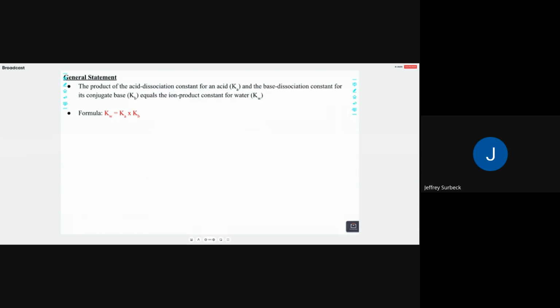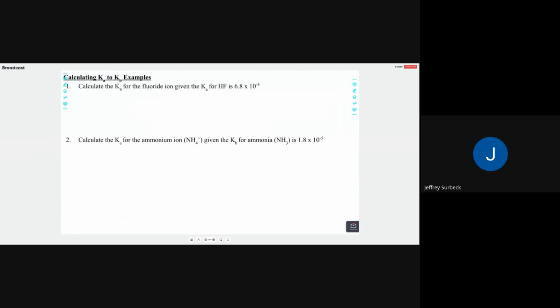All right. So with this here, we can now start to make more sense of it. If we are given the Ka and we flip that chart over and it's not listed as a base, we can find the Kb. Or if we're given the Kb and it's not on that weak acid chart, we can find either of these.